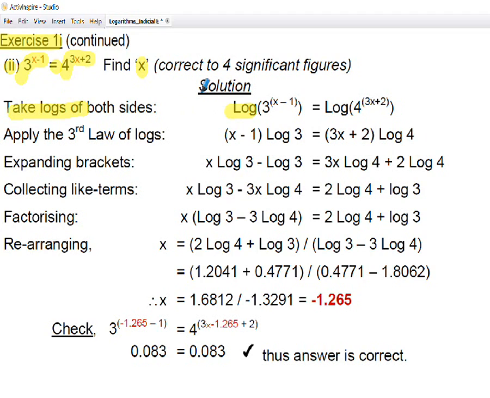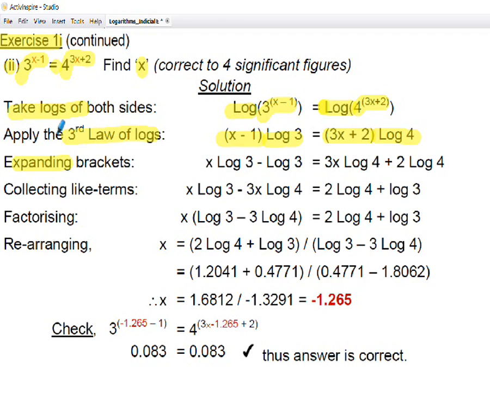So on the left hand side, log of 3 to the power of x minus 1 is equal to, on the right hand side, log of 4 to the power of 3x plus 2. Applying my third law of logarithms to both sides of the equation, on the left hand side I get x take away 1, and again notice it has to be in brackets, multiplied by log of 3. And on the right hand side, 3x plus 2, again in brackets, multiplied by log of 4.